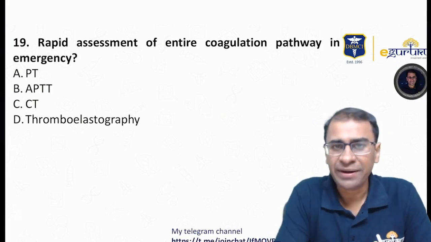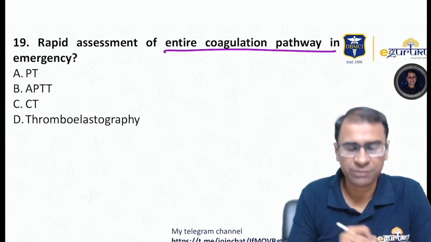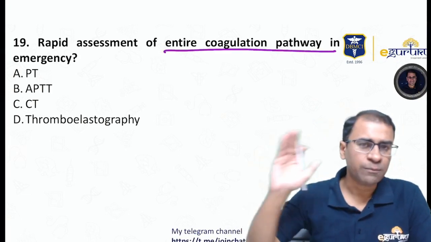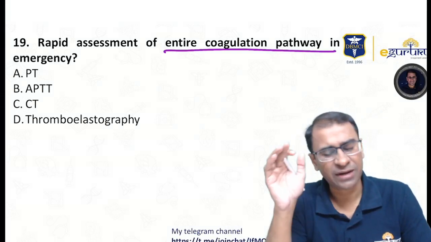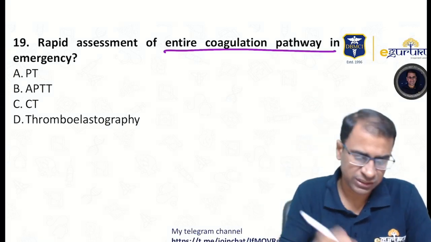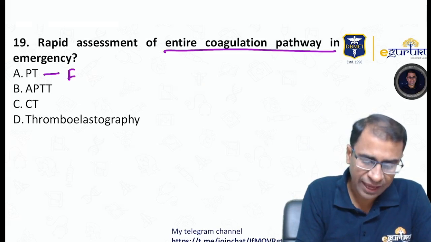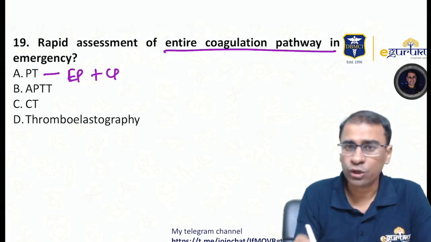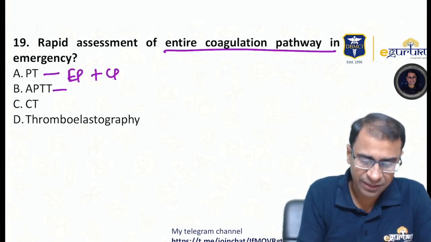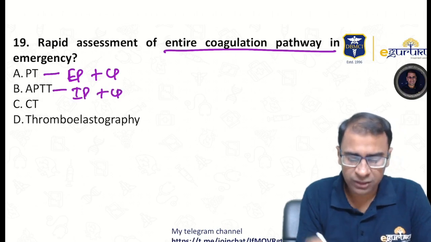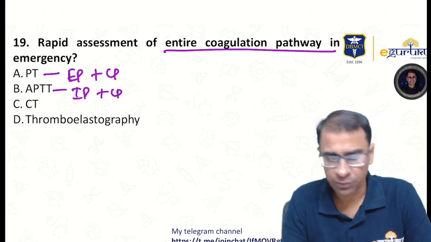Okay, rapid assessment of the entire coagulation pathway in emergency. I know that most of you would have marked something else, but I'm telling you guys, just look at the options. PT is used for the extrinsic pathway and the common pathway. You're not measuring the intrinsic pathway. aPTT measures the intrinsic pathway and the common pathway. You're not measuring the extrinsic pathway here.